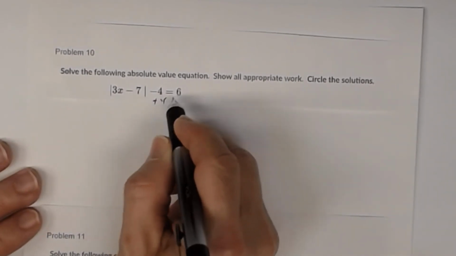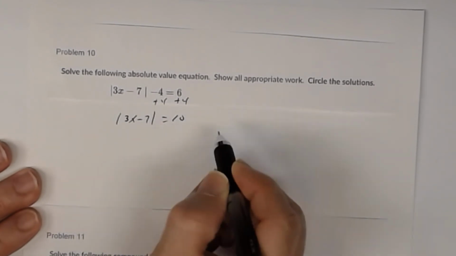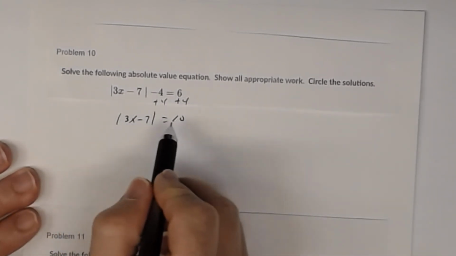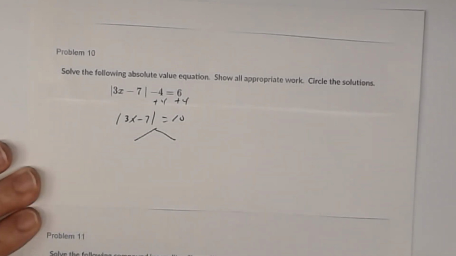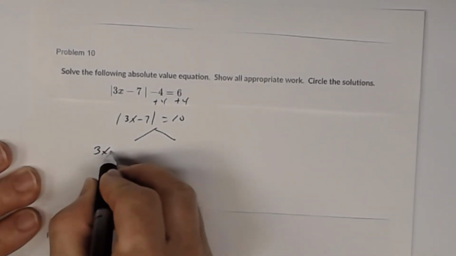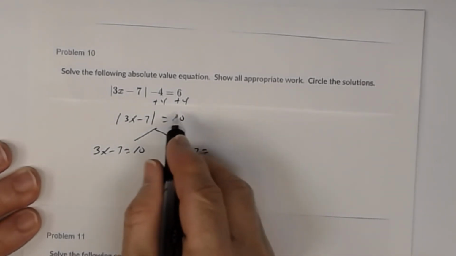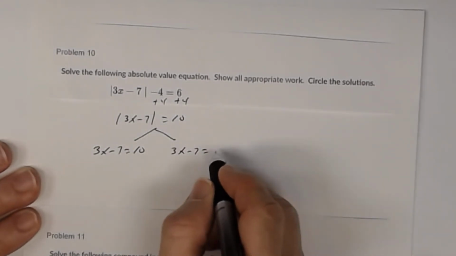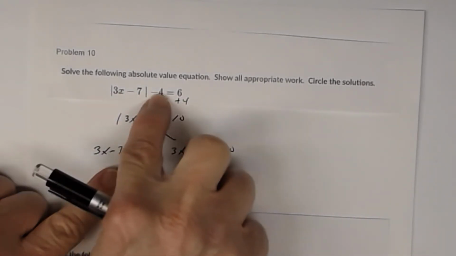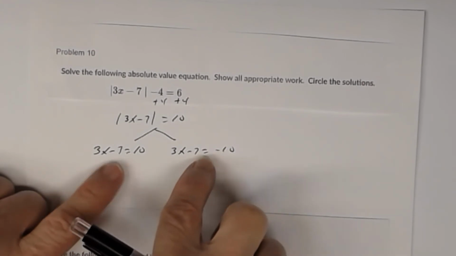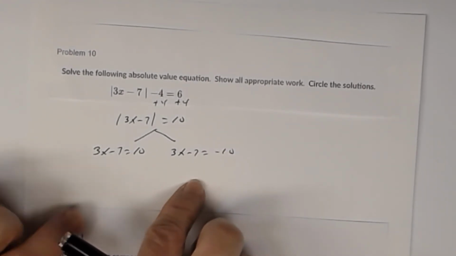When I add 4 to both sides, I get the absolute value of 3x minus 7 is equal to 10. Now at that point, you want to rewrite this without the absolute value bars. That's where you would split it apart. So you would say 3x minus 7 is equal to positive 10, and then 3x minus 7 is equal to the opposite of 10, so negative 10. So those are your two equations. Notice I went from an absolute value equation to two linear equations, and then it's just a matter of solving these linear equations.